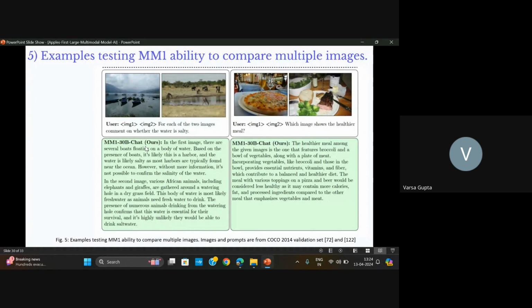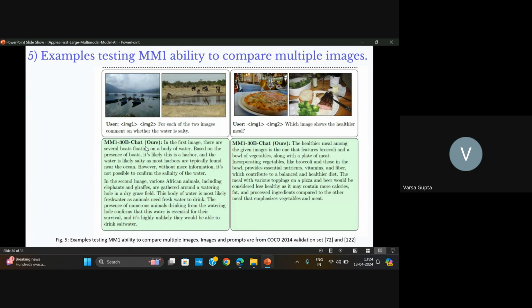So we see how accurately this model is able to compare the scenarios between two images and give the correct responses. It's like giving two different things and asking to compare these and give accurate answers. In the second example, there are two things: pizza, which is an unhealthy diet, and in the second image we have a healthy diet.